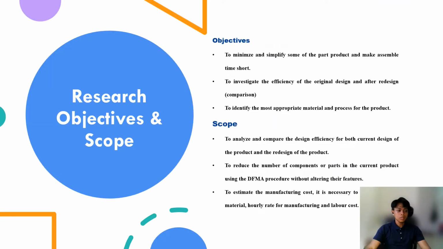Next, research objective and scope of the final year project. Objective first is to minimize and simplify some of the parts of the product and make assembly time short. Second, to investigate the efficiency of the original design and after redesign, that is comparison. And third, to identify the most appropriate material and process for the product.